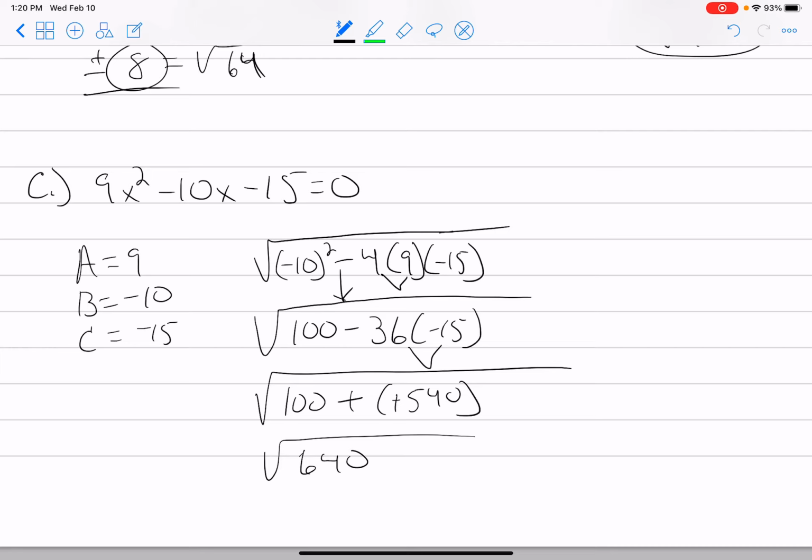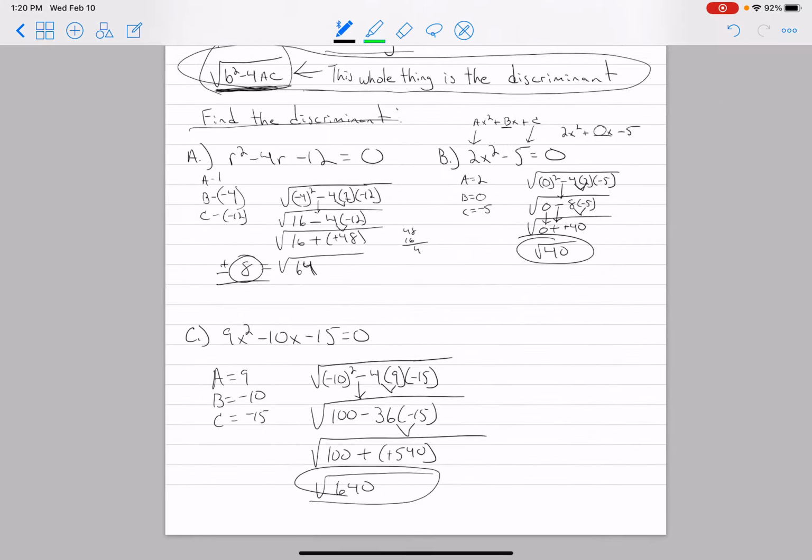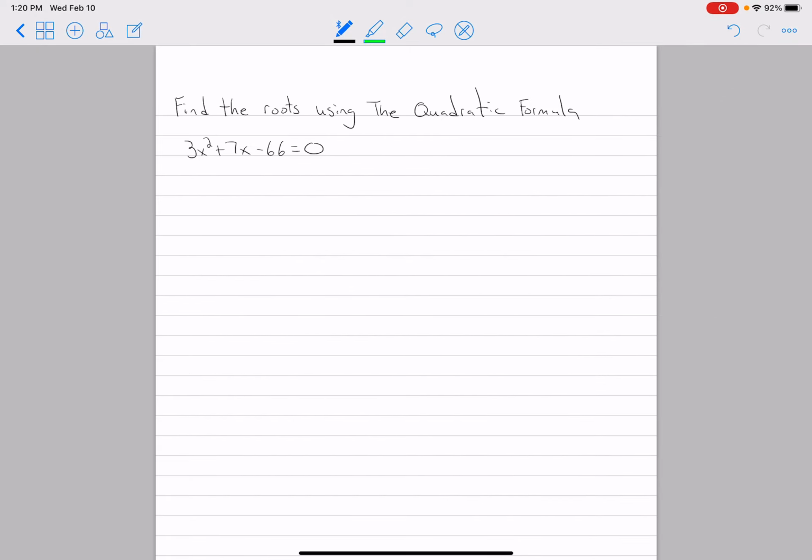But let's see. 640. Can I take a square root? No. Not exactly. Doesn't work. Okay? So I'm going to leave it right there. Square root of 640. So, all right, moving right along.